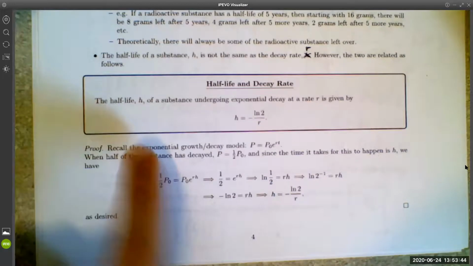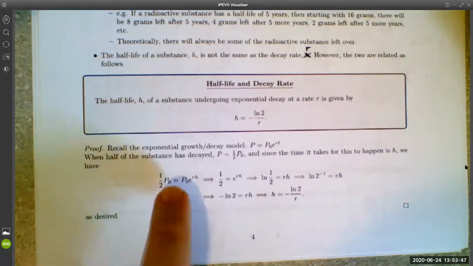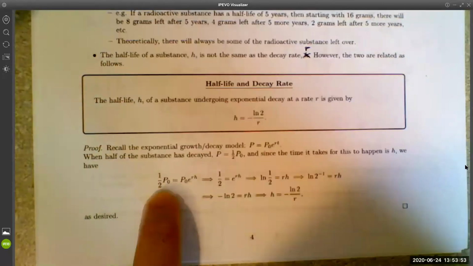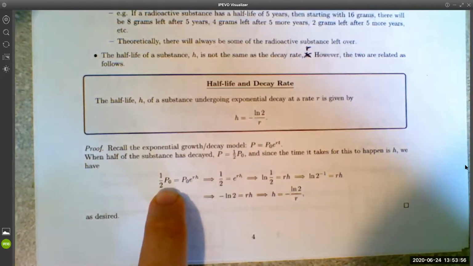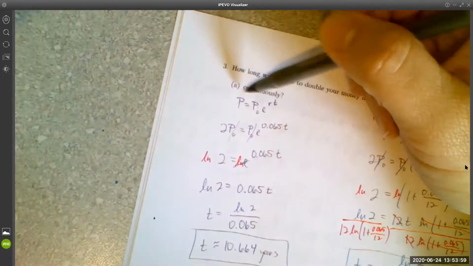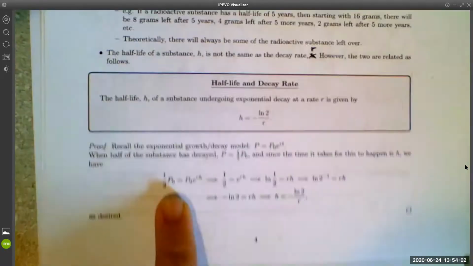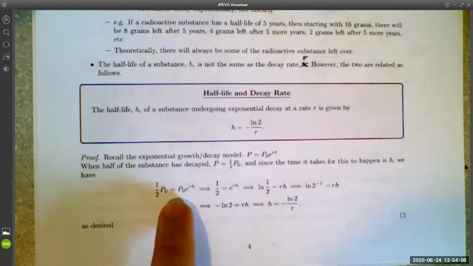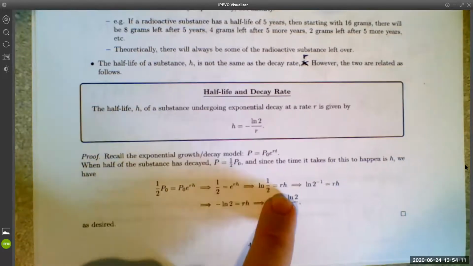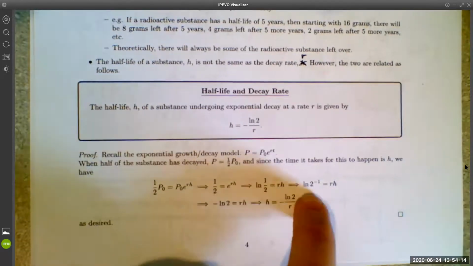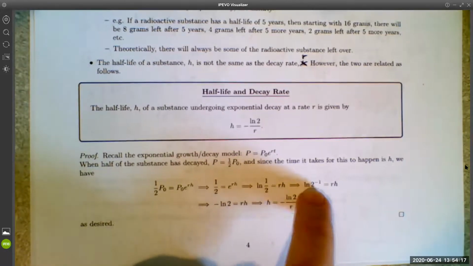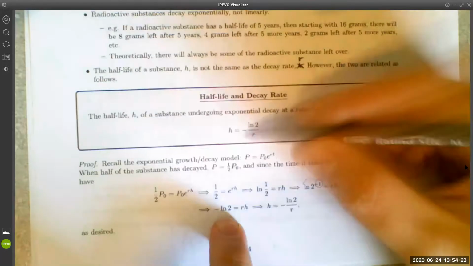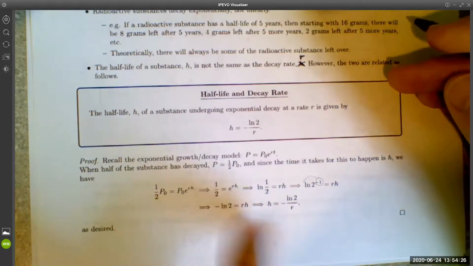And here's a proof of that fact, right? It uses the same reasoning as we used before. We said if we want our final amount to be half of our initial amount, then we can just plug in 1/2 P naught in place of P in our exponential decay formula. And then the P naughts will cancel, and then you can take logarithms, right? ln of 1/2 is the same thing as ln of 2 to the -1. And then we can apply the power rule to bring that negative out in front. And that's where the negative ln 2 comes from. And then to solve for the half-life h, we divide by r.